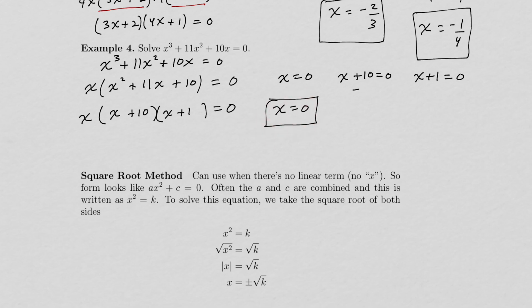Then if I solve this one, I'll subtract 10. So x equals negative 10. That's another solution. And then finally, if I subtract 1 here, I have x equals negative 1. So those are my three solutions in this case to that equation. Happens to be a cubic equation in this case.